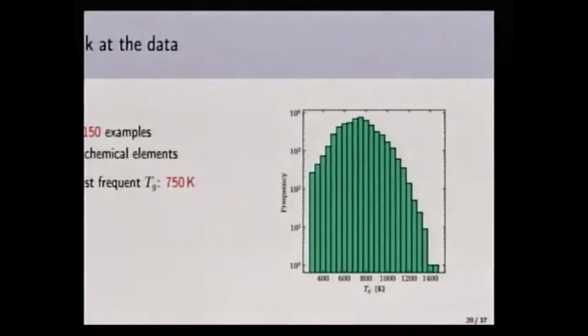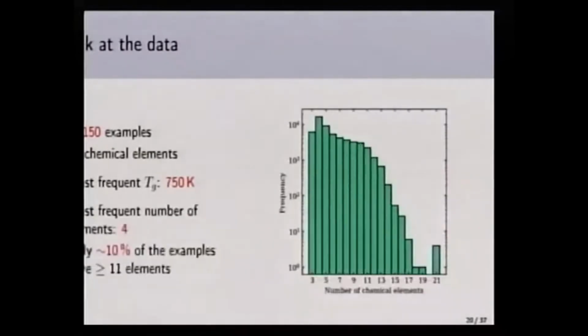This is the distribution of Tg, the glass transition temperature. You see that the most frequent value is about 750 Kelvin. And we have very few examples for extreme values of Tg and few examples for lower values of Tg, which was expected. But it's interesting to always look into your data before you start doing something.